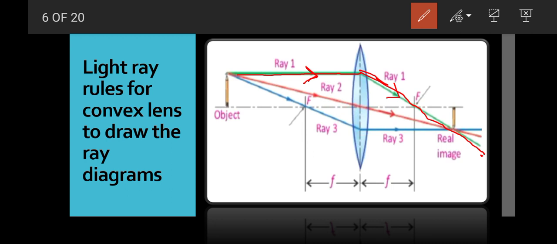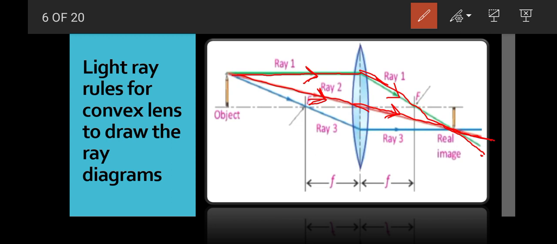Second ray, you can see it is red in color. It is passing through the optical center, and it goes straight, undeviated, in a straight path. There is no refraction of this ray because it is passing through the optical center. This is the direction of the incident ray, and this is the direction of the refracted ray, which passes out from the lens, and you have to extend it up to a point where it meets the first ray.